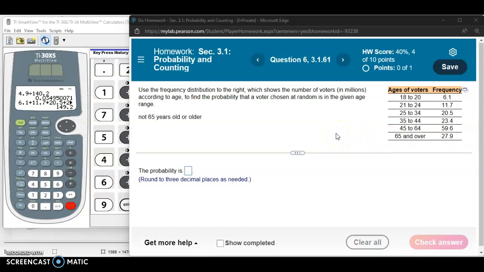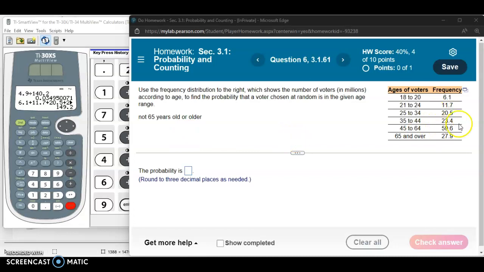So let's keep that in mind. The total number of voters according to the table, so if you add up all the numbers in the frequency column, we're going to get 149.2, so 149.2 million voters. Now you may have noticed that the numbers in the table changed from the previous question. So in other words, we can't use the total that we got in question 5 to answer question 6, unfortunately.